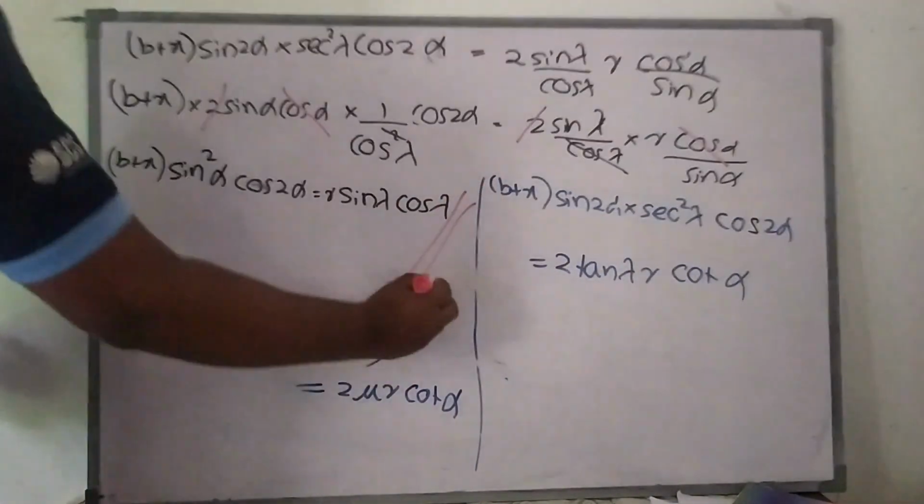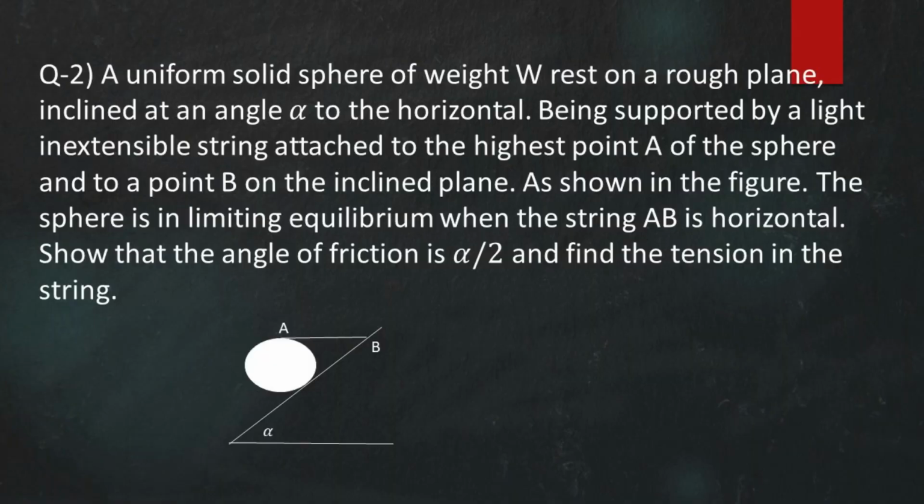Okay children, this is the answer of the question, right? Okay children, this is my next example. A uniform solid hemisphere of weight W rests on a rough plane inclined at angle alpha to the horizontal, being supported by a light inextensible string attached to the highest point A of the sphere and to a point B on the inclined plane, as shown in the figure. The sphere is in limiting equilibrium when the string AB is horizontal. Show that the angle of friction is alpha by 2 and find the tension in the string.